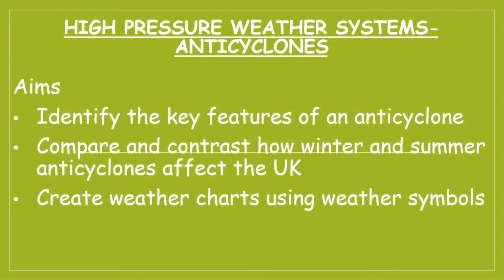High pressure weather systems are called anticyclones. So we're going to identify the key features of an anticyclone. We're going to compare and contrast how winter and summer anticyclones affect the UK, because they do happen in both seasons. And we'll then look at weather symbols on weather charts and look at how we can interpret them and read them to understand what weather is going on on a weather map. So pause the video here a moment and put down today's main title.